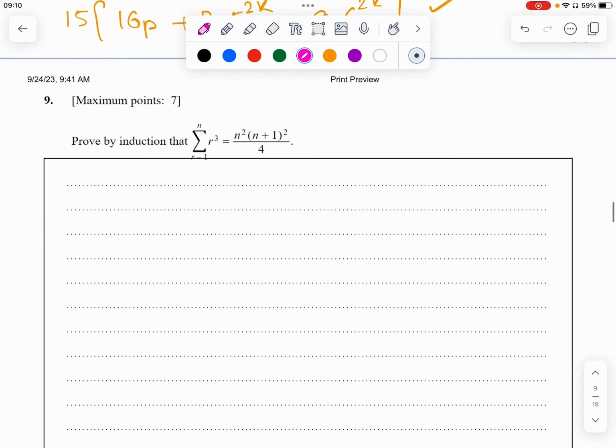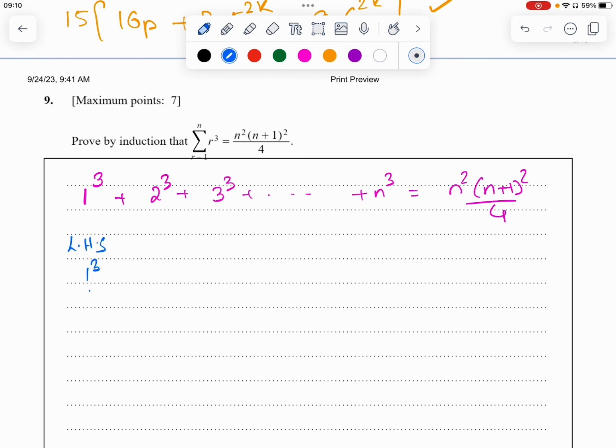Now lastly, question number 9. So first write the statement. Substitute r from 1 to n: 1 cube plus 2 cube plus 3 cube and so on plus n cube equals n square times n plus 1 whole square upon 4. Now first the left hand side for the basis step: 1 cube, which is 1. Right hand side: 1 square times 1 plus 1 whole square upon 4, which is also 1. So therefore the statement is true for n equals 1.